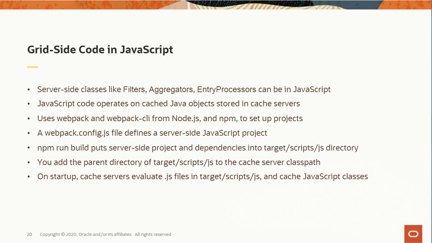Just a bit of technical detail on how we accomplish this. We use some components from Node.js to set up these grid-side JavaScript projects, and we put the JavaScript artifacts into a well-known location, which is put on the cache server's class path. And then when we start up a Coherence cache server, we evaluate all the JavaScript files in that well-known location and cache the JavaScript classes. So that's a bit of the mechanics. I'll show you some of the ways this is used now.